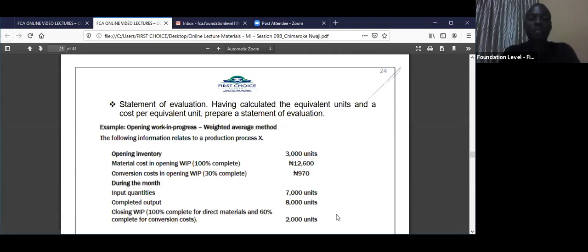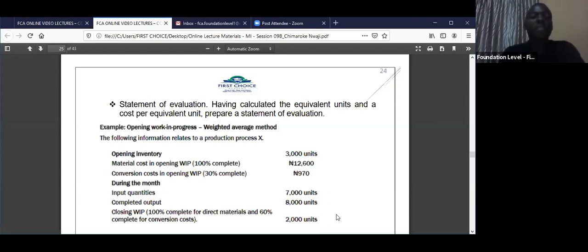So let's look at another example, the weighted average method. Look at process X. We had opening inventory, 3,000 units. And look at the information about it. We are told that material was 100% completed and it cost us 12,600. Conversion cost was 30% completed and it was 970. So we're just assuming that this was from last period being brought to this period. That's why it is called opening period.